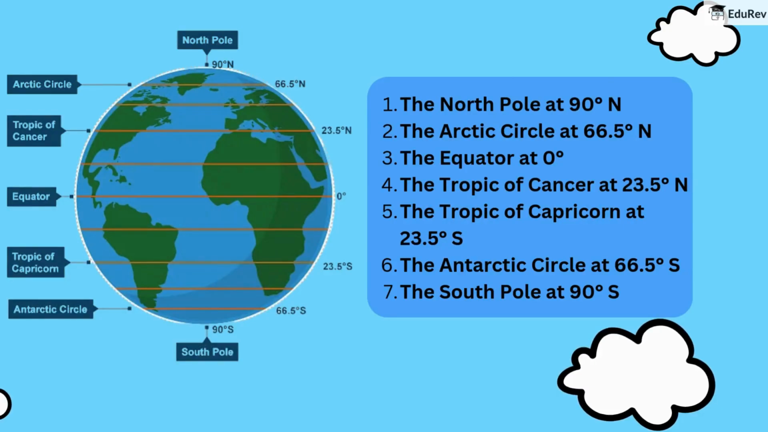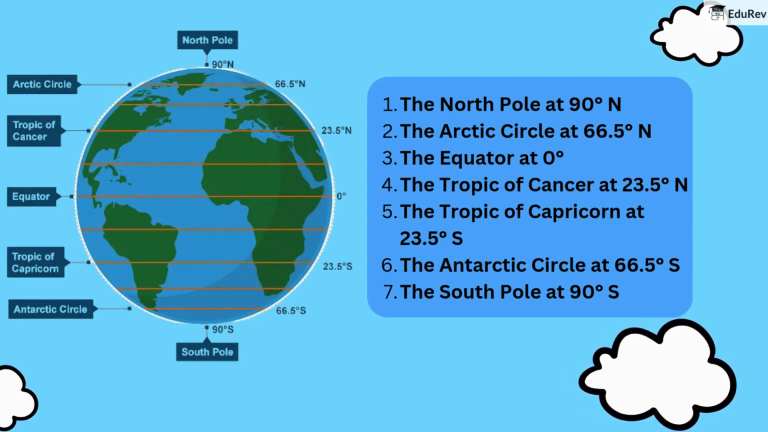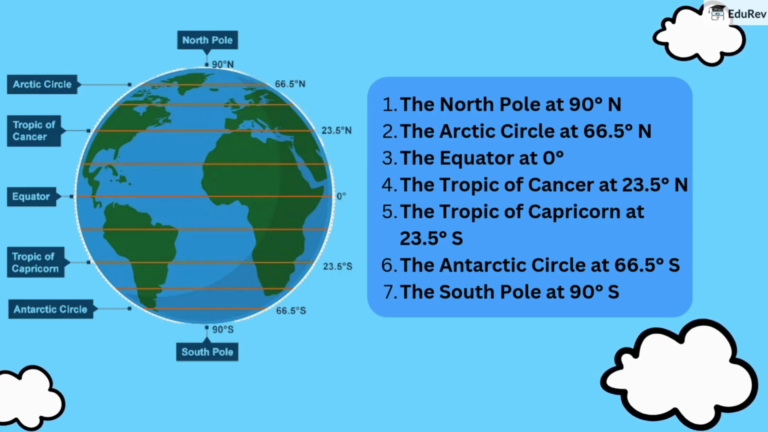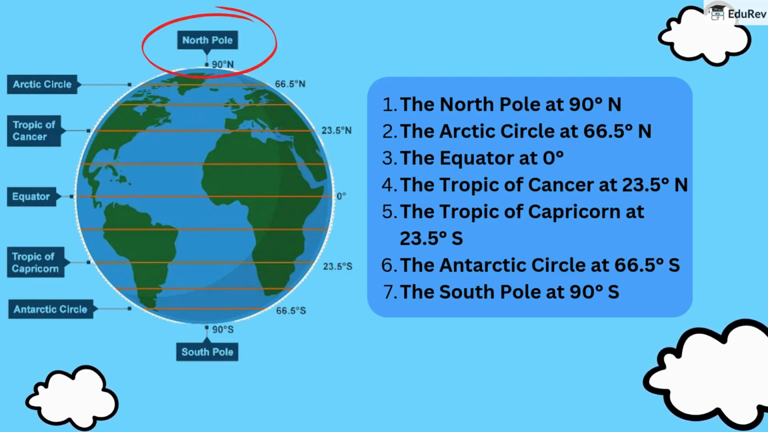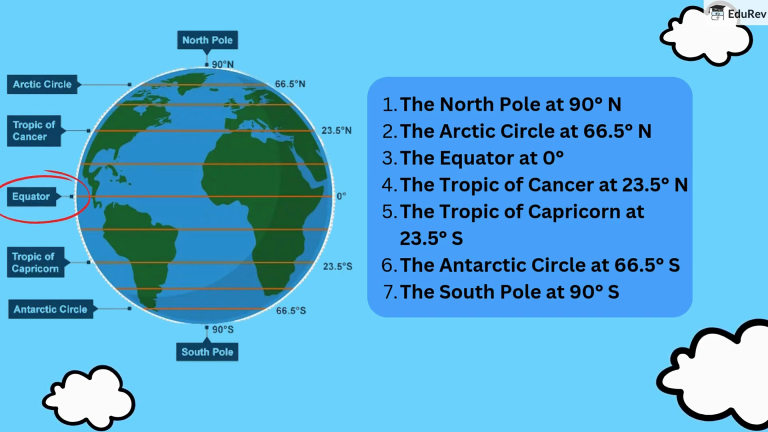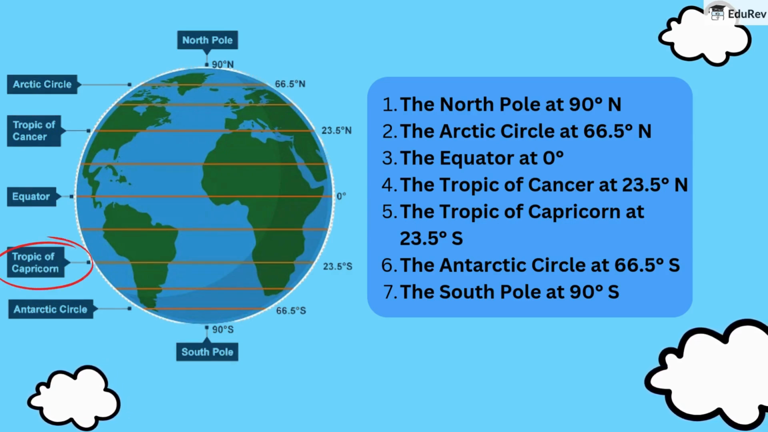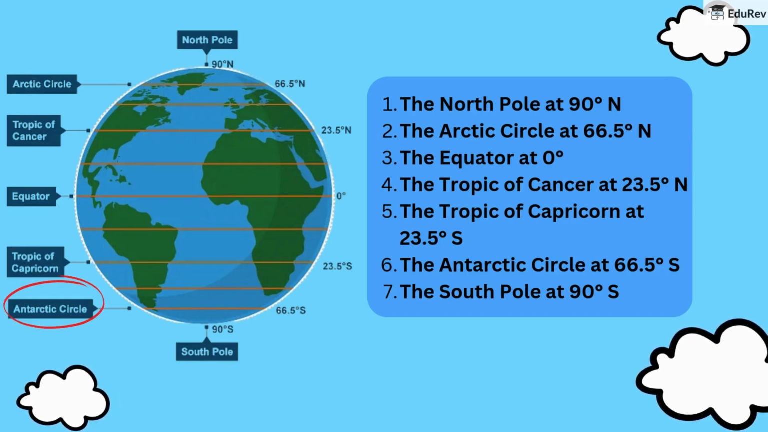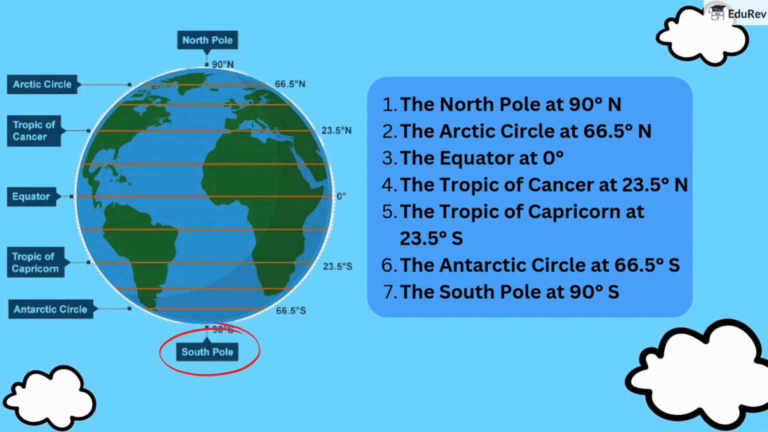But wait, there are more lines that go around the globe. These lines are called lines of latitude. They are like invisible belts around the Earth. Some important ones are the North Pole at 90° north, the Arctic Circle at 66.5° north, the equator at 0°, the Tropic of Cancer at 23.5° north, the Tropic of Capricorn at 23.5° south, the Antarctic Circle at 66.5° south, the South Pole at 90° south. These lines help us know how far we are from the equator.